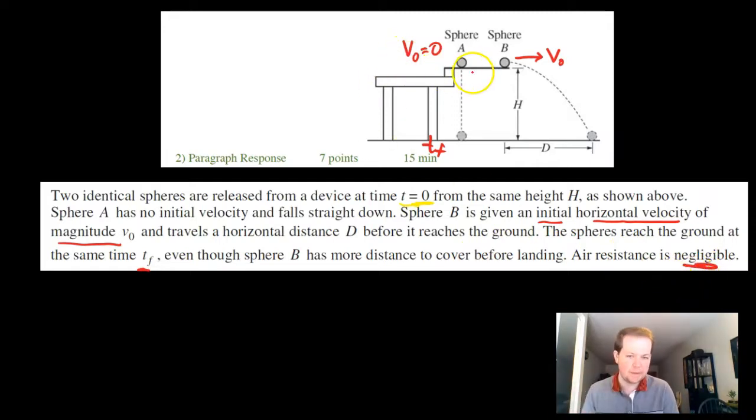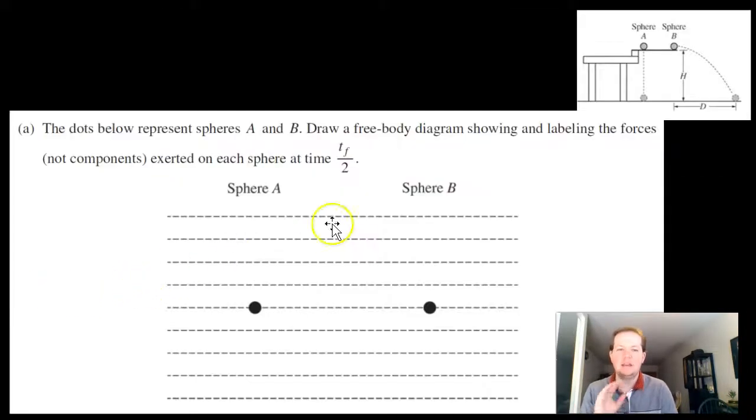So I have these 2 spheres. They're released at the same time. They're both going to hit the ground. The problem tells me they hit the ground at the same time. Sphere A just drops, but B is given some horizontal push. Okay, let's go on. Letter A.